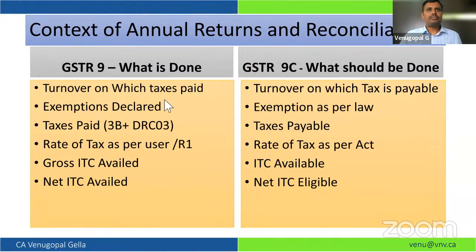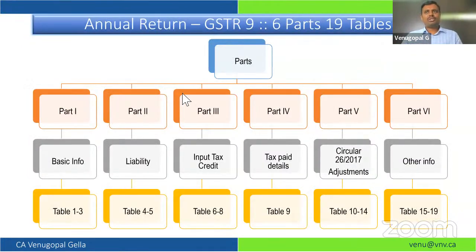Let's look at the way in which the forms have been designed. You should also now know, given that this is the form you have to file, how you have to file, what data you have to file. GSTR9 is divided into 6 parts, a beautifully drafted form. Part 1 deals with the basic information. Part 2 talks about your liability. Liability on account of outward supply, liability on account of inward supply, all the liabilities that you have to pay. It's a turnover and liability divided into 2 tables, table 4 and 5.